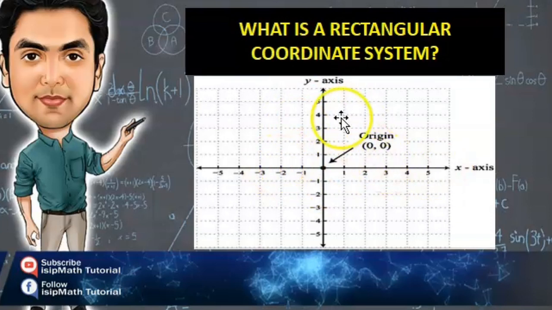Ito po yung dalawang number lines, di ba? Yung isa horizontal, ito po yung x-axis po natin. Tapos yung isa vertical, ito po yung y-axis po natin. And they meet at the point of origin, which is (0, 0), and divide the plane into four regions called quadrants.